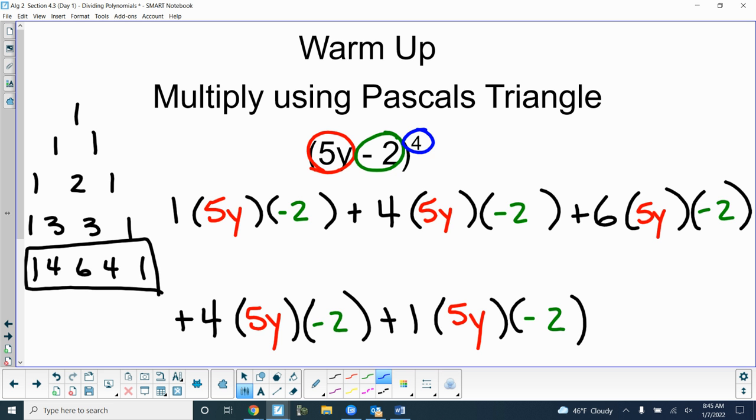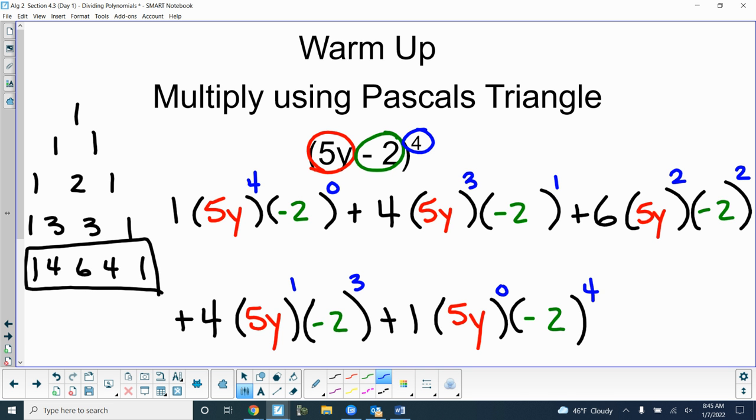Okay? Now, since that's a 4, what's our first exponent for the first parenthesis? 4. And then we go down for the first parenthesis by ones, right? So that's a 3, that's a 2, that's a 1, and then the last one is 0. And then the second parenthesis always starts at 0 and goes up by 1. And if you add the pair of exponents, what will they always add up to? 4, whatever the original exponent was. Okay? So that's the setup.